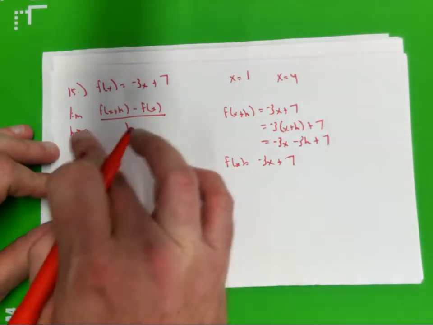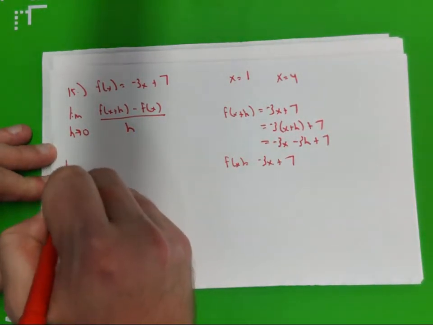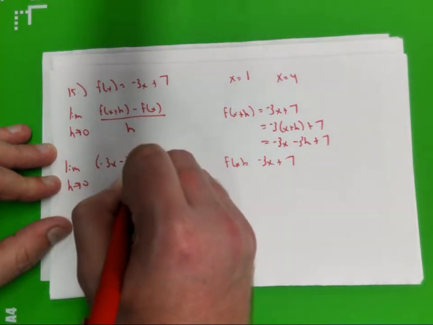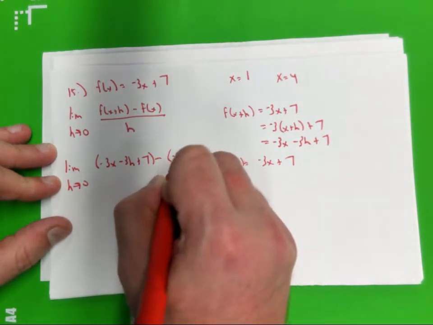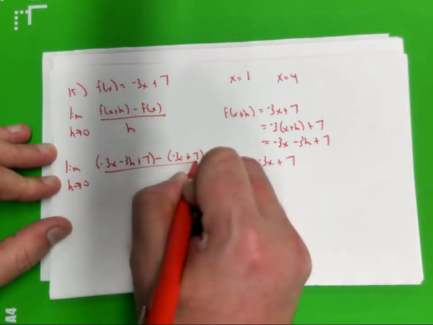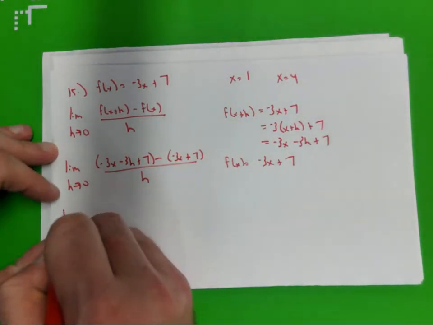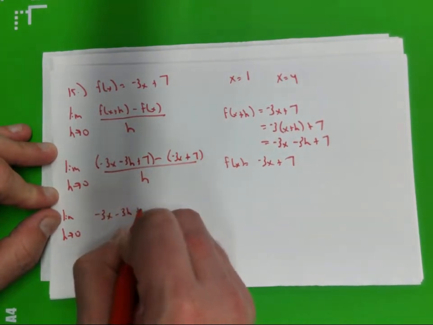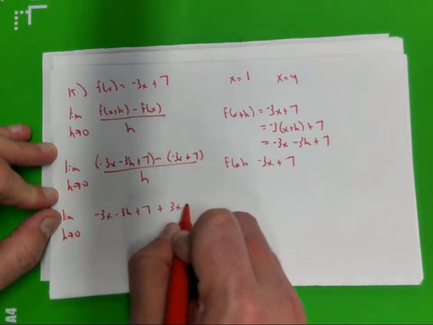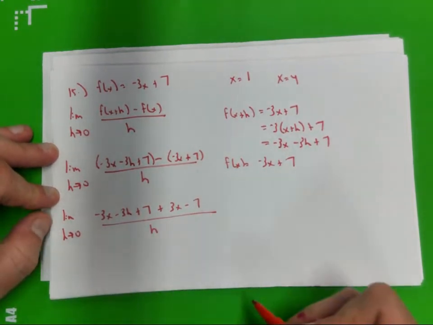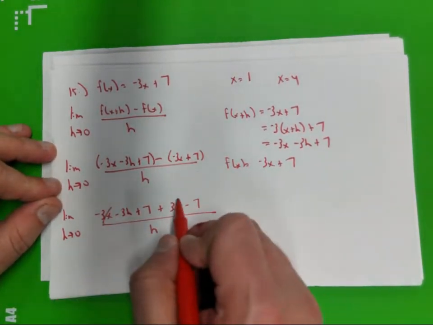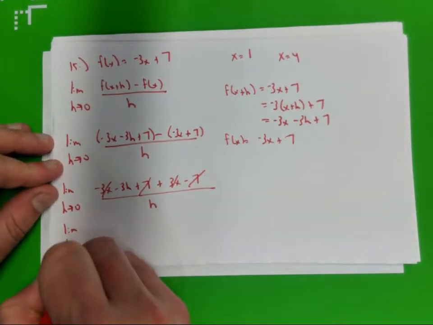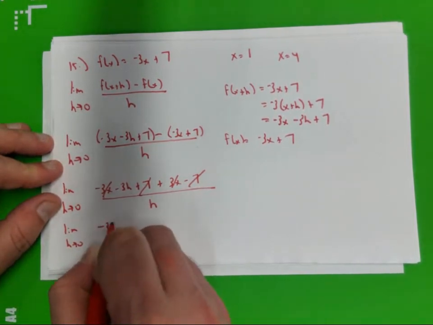Now I'm going to take these two parts and plug in my formula. The limit as h approaches 0 of negative 3x minus 3h plus 7 minus negative 3x plus 7, all over h. The limit as h approaches 0, we're going to rewrite it. Change signs in the second parentheses. Remember, everything that doesn't have an h cancels out. I'm left with the limit as h approaches 0 of negative 3h over h.